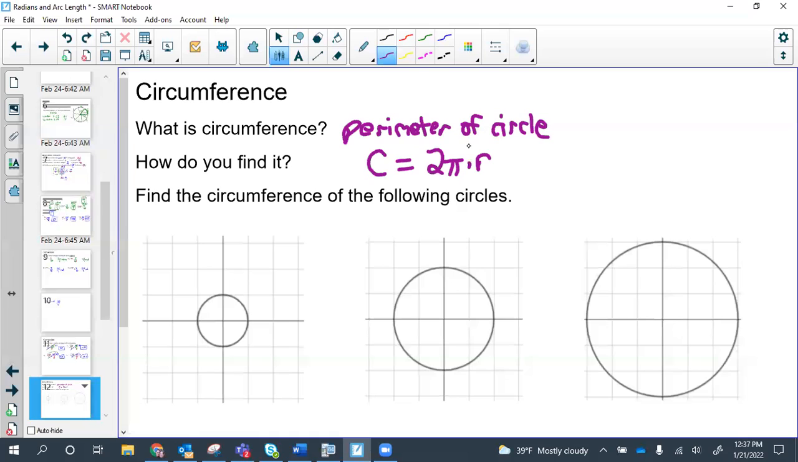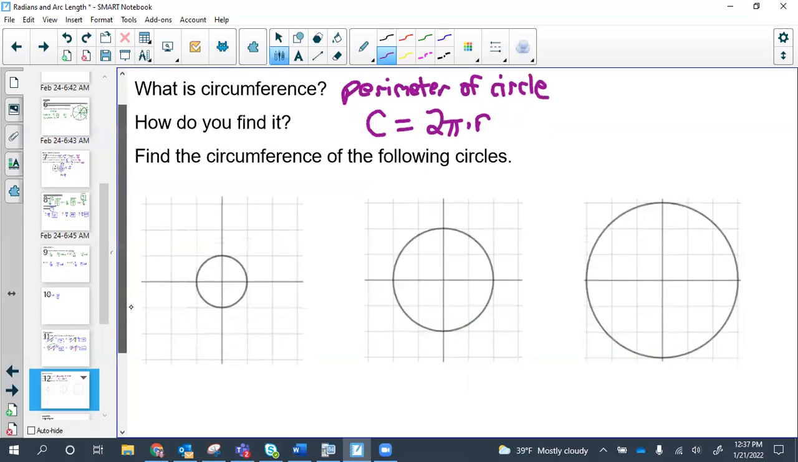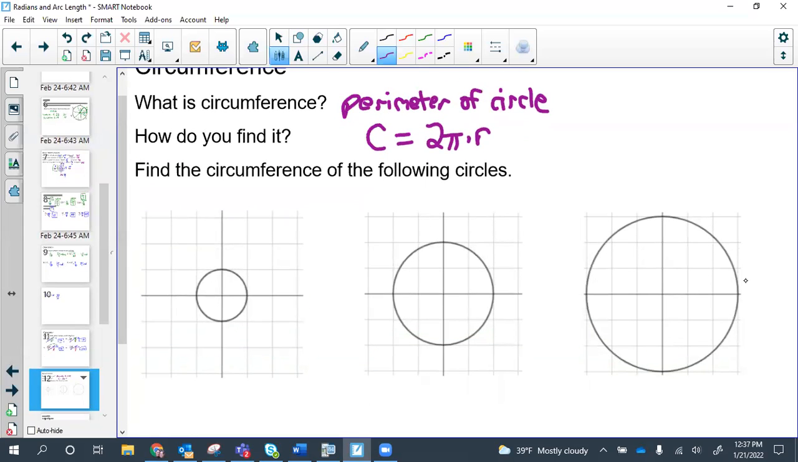Now, I'm going to show you something here. This will help you see a pattern, okay? Let's find the circumference of these circles. We're going to use 2 pi r to help us find the circumference. So what we need to know is, what is the radius? Well, in this case, the radius is just 1. So if I plug in 1, 2 pi times 1 is just 2 pi. So this circumference is 2 pi here. This is actually a unit circle, because if the radius is 1 unit, we call it the unit circle. We'll be seeing that a lot.